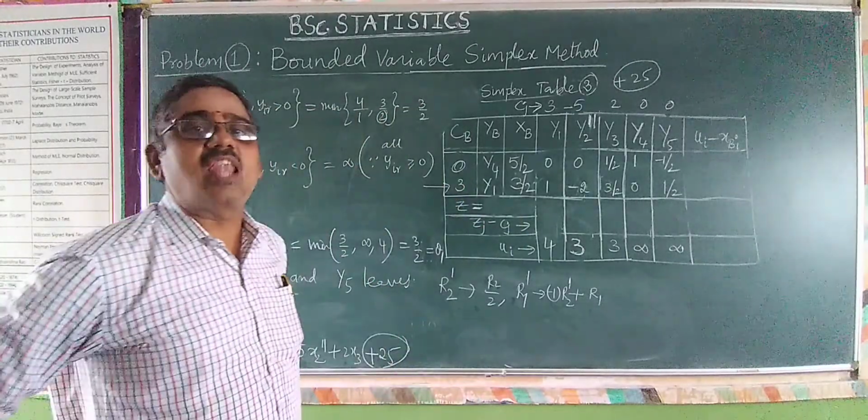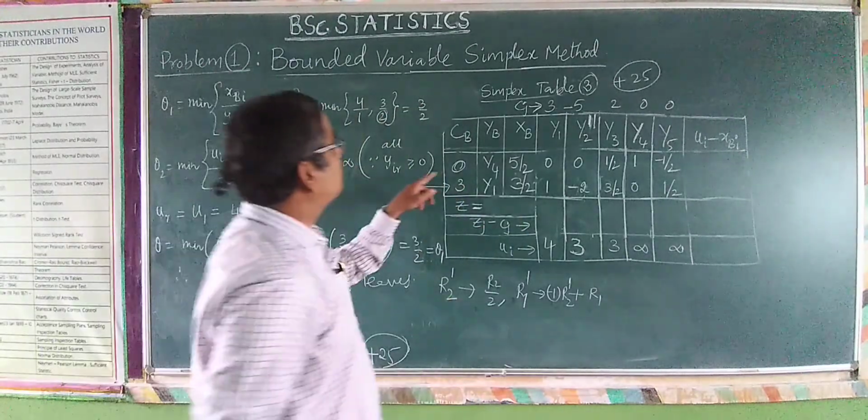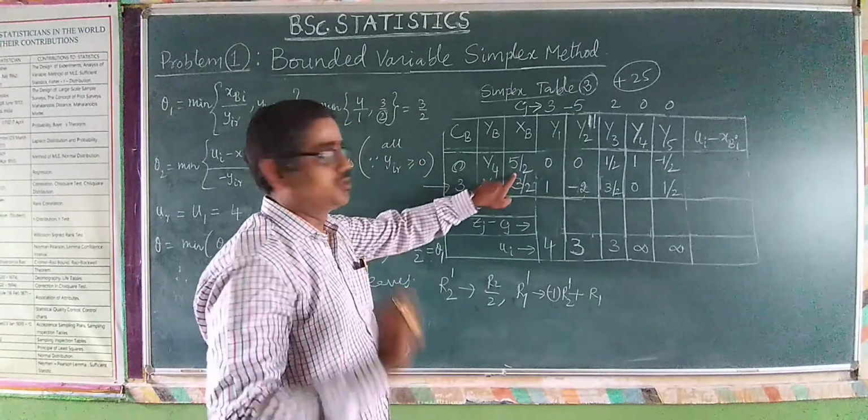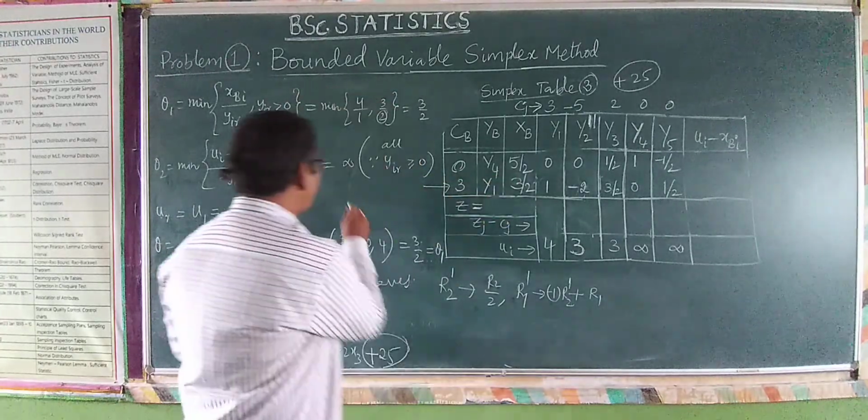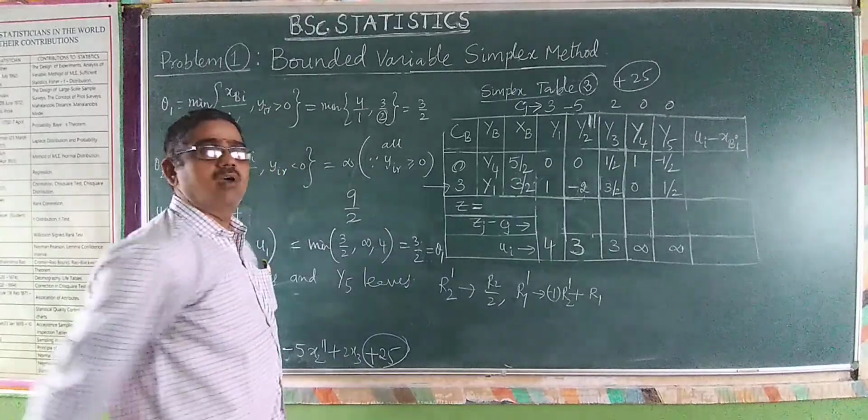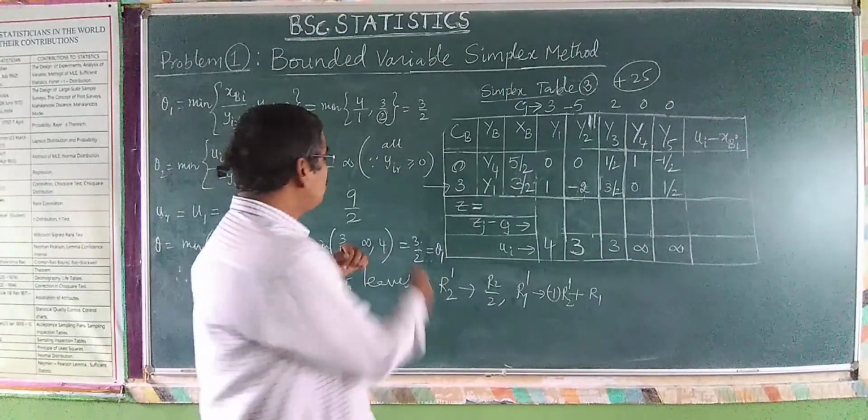Now we calculate first z. What is z? Z is equal to 0 into 5 by 2, 0. 3 into 3 by 2, it is 9 by 2. 9 by 2. And now what is the constant?